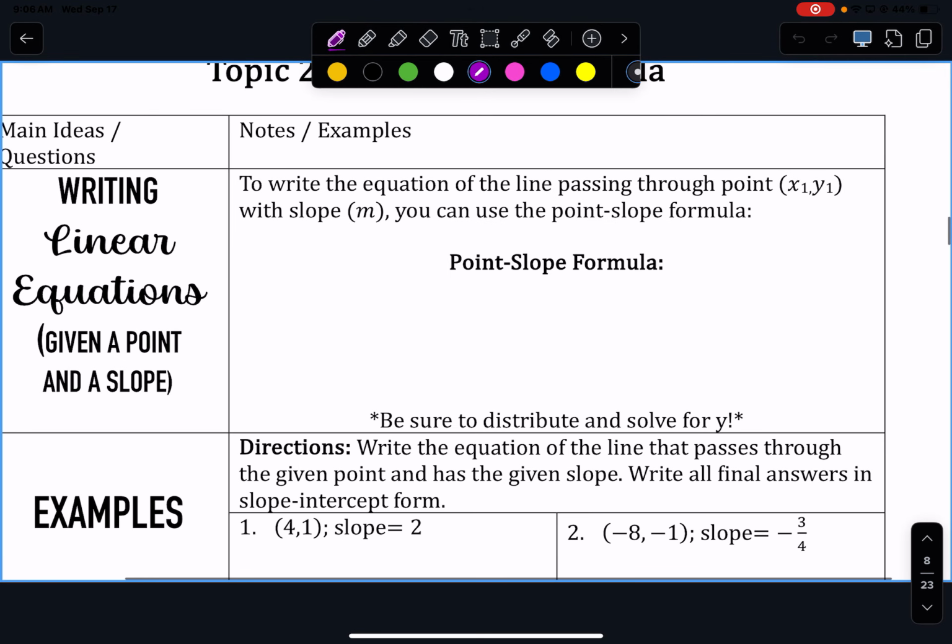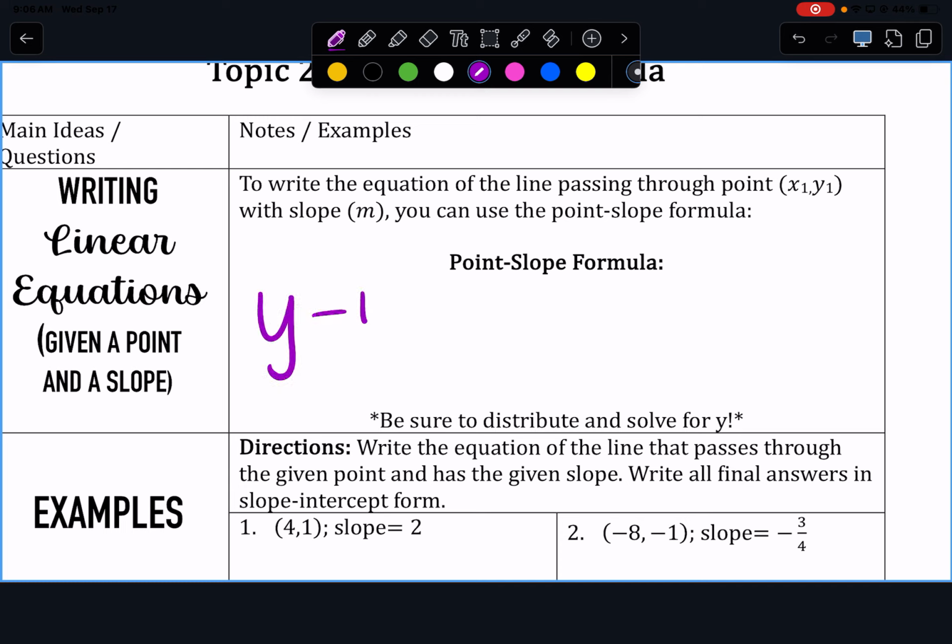First things first, we're going to write the equation of a line passing through the point (x1, y1) with the slope of m. You can use the point-slope formula. The point-slope formula is y minus y1 equals your slope times x minus x1, where x1 and y1 are your numbers from your point, and m is your slope. x and y are just going to be x and y.